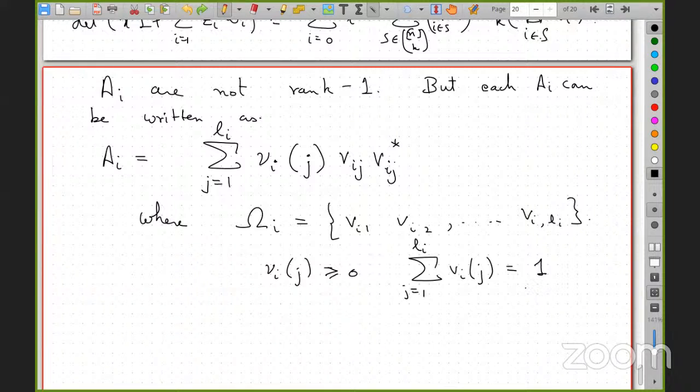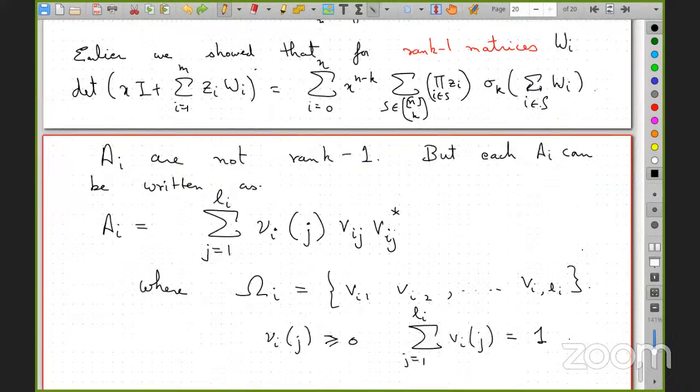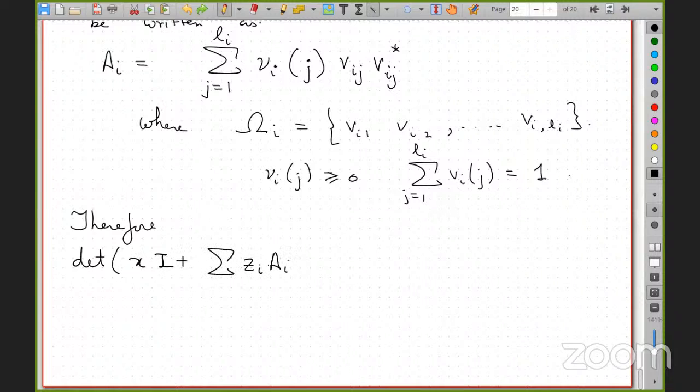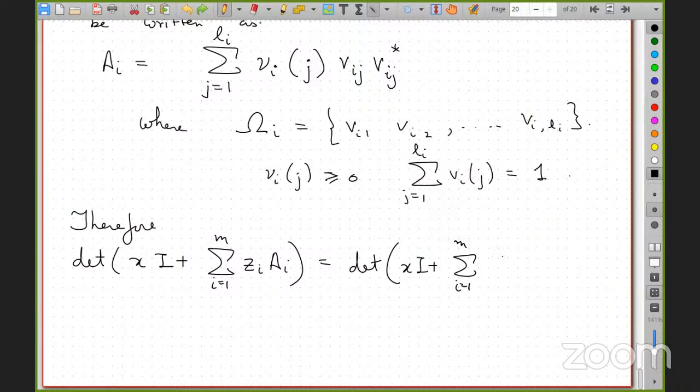Right. So now let's see. Therefore, this determinant of this polynomial that we are dealing with, for z from 1 to n, does expand out as summation i going from 1 to m, j going from 1 to Li of zi times mu ij vij vij transpose.